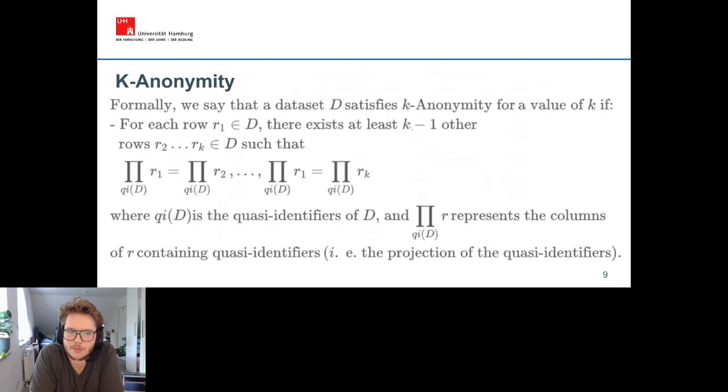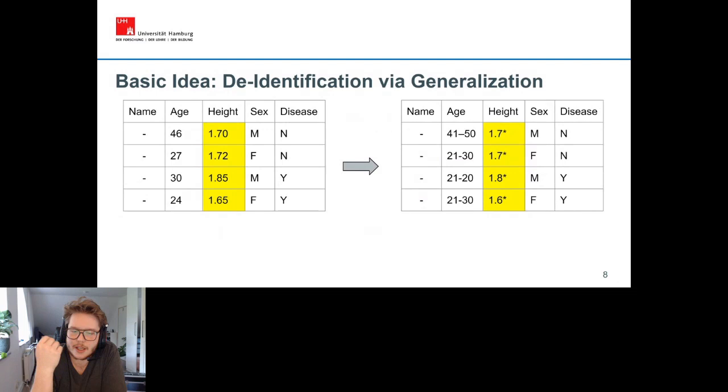So if we go back a slide, we can see, okay, for example, let's look at line 4, the last one. If we were to look at age, here we have at least 2 other people, in this case even 3 other people, that have the same age bracket, 21 to 30. In this case, we have some more problems, right? Because of the sex and the disease, it's not K-anonymous, but this is what the intuition is for this. And what is important here is that this aims for quasi-identifiers.